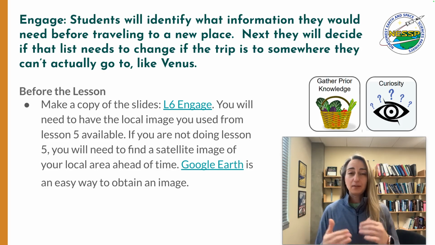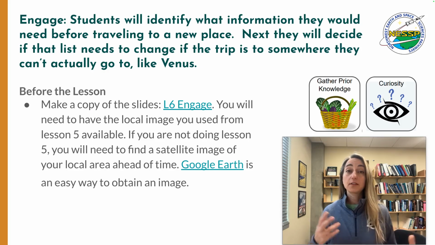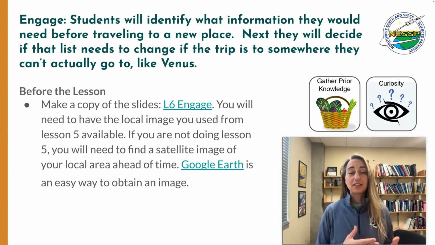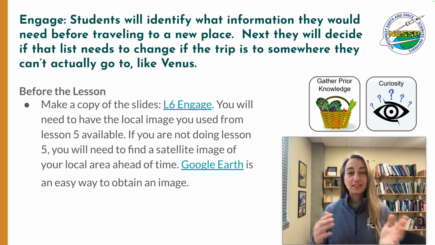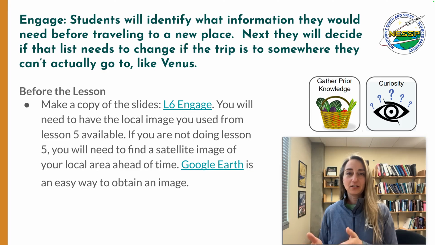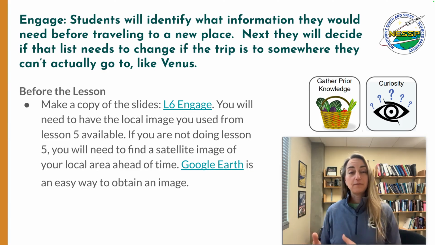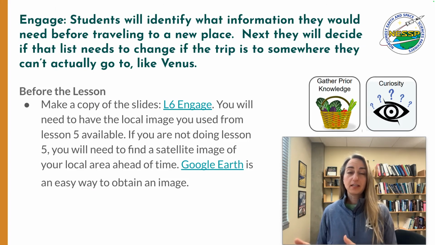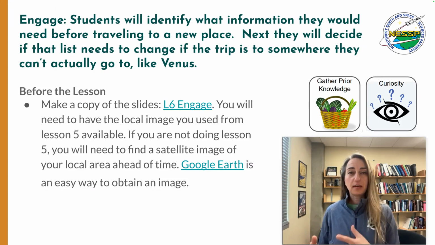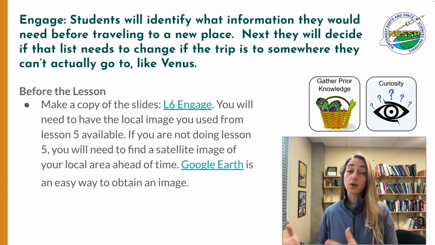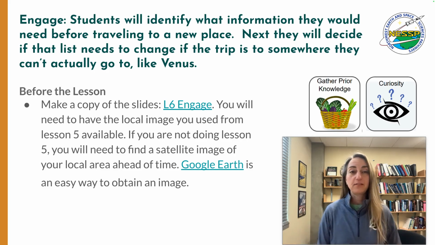They're going to have to decide what they can learn from the image itself, and then they're going to have to also think about some other sources of information they might need in order to gather the information that they want. Then they're going to start thinking about traveling to Venus, a place that they can't actually visit. They'll think about what information they would need to know, what sources of information are available from prior missions, and then what additional information might need to be collected for a current mission before it went to Venus.